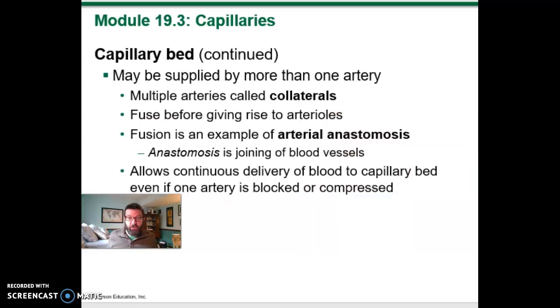And these capillary beds are often supplied by more than one artery. Multiple ones are called collaterals. And very often those collaterals will have connections between them, and those fusions are called anastomoses, or anastomosis, singular. And this is important because if you get a blockage in one artery, it allows blood to zip over to the other artery and still make it to that capillary bed, so you're still able to get blood flow there so the tissue doesn't die.